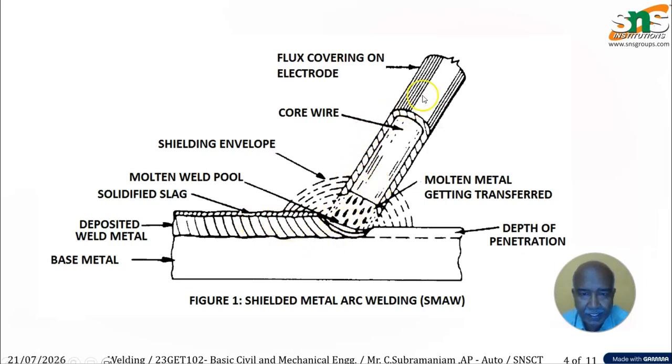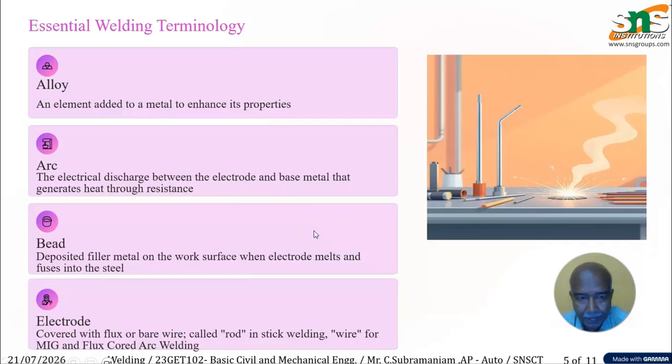In this electrode, the flux is coated over it, such that it does not allow the atmospheric air to come in contact with the molten metal, which prevents oxidation and blowholes. The main essential terminology for welding is the alloy, arc, blade, and electrode. These are the main essential terminology of welding itself.